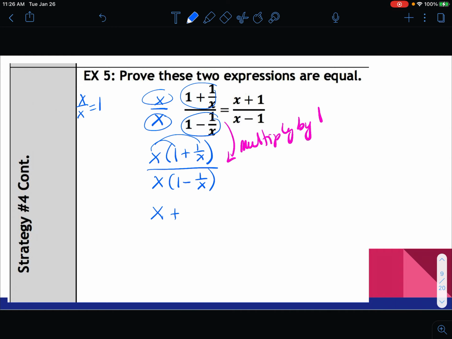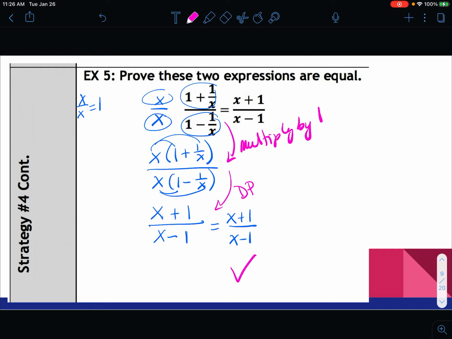So we have x plus, what's x times 1 over x? That's just 1. And in the denominator, we'd have x minus, what's x times 1 over x? 1. And now we match. So our reason here, we just did the distributive property. And now we're good to go.